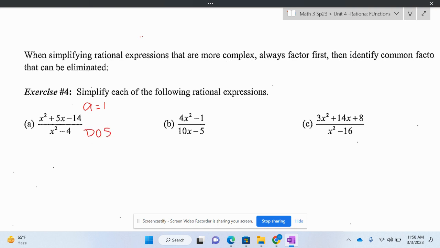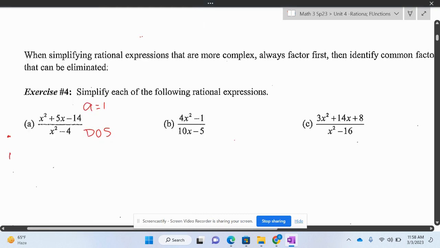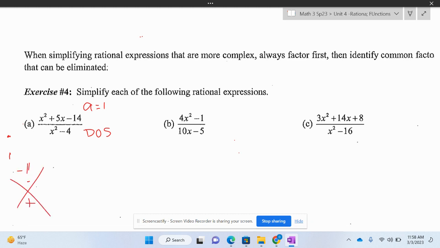So let's see if we can factor the numerator first. When I think about my times-plus chart for the numerator, what are two numbers that multiply to negative 14 and add to 5? Positive 7 and negative 2. So that means that my numerator is just going to be x minus 2 times x plus 7.